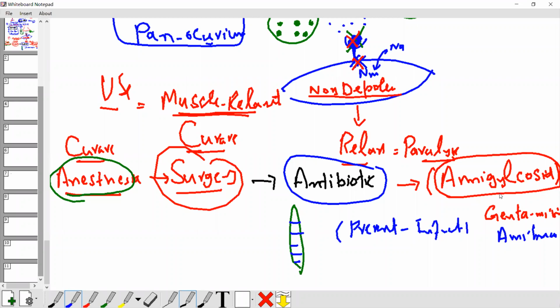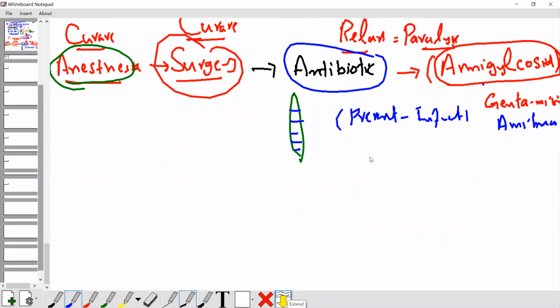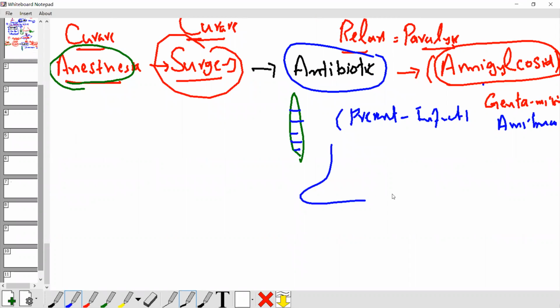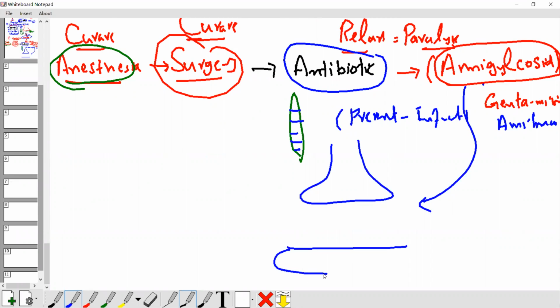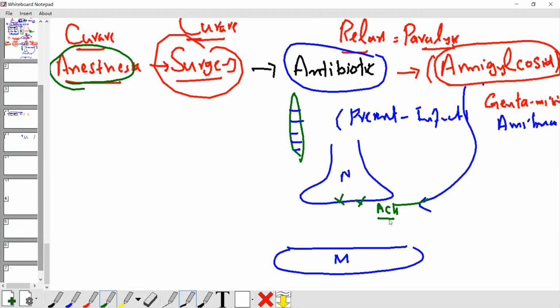Understand? If we use this antibiotic after surgery to prevent the infection, this antibiotic, aminoglycoside, also interacts with the neuromuscular junction. This antibiotic also interacts with the muscle, with the nerve. This antibiotic does what? This antibiotic blocks the release of acetylcholine. Understand? It blocks the release of acetylcholine.